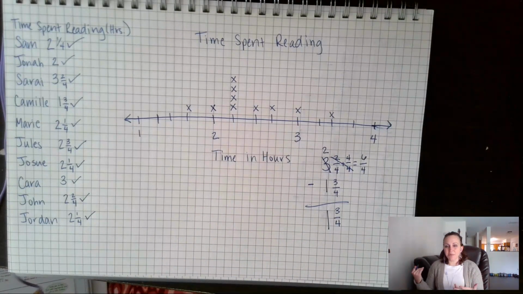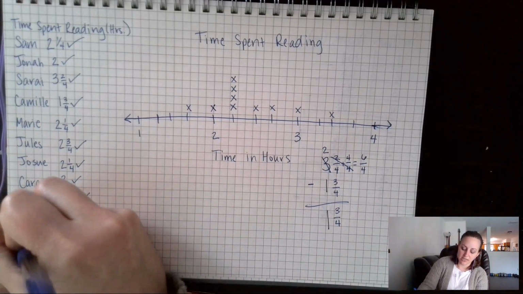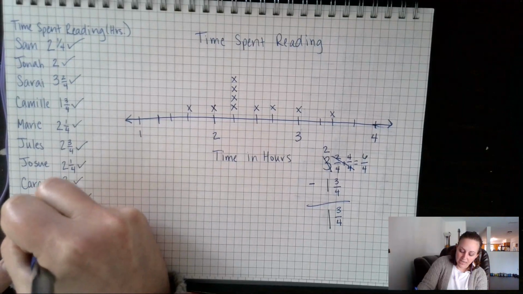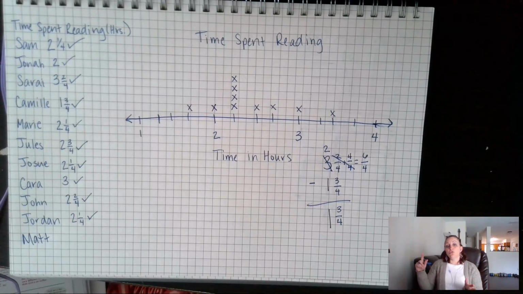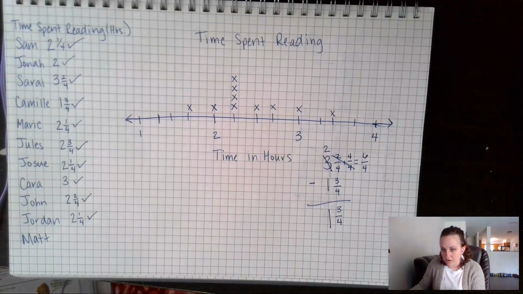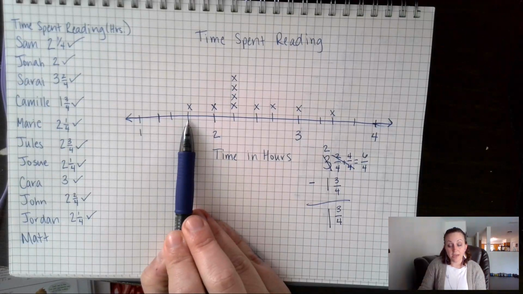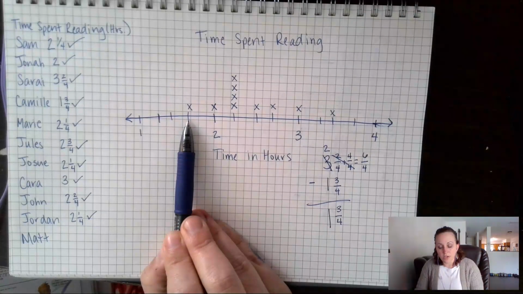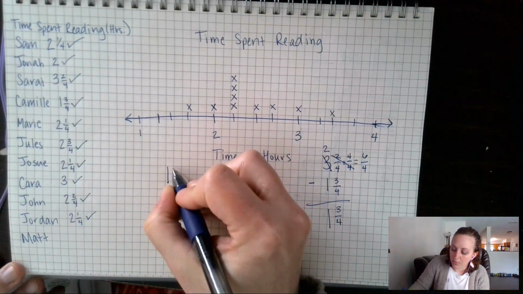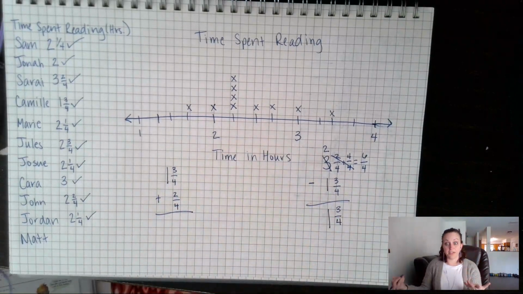But essentially, anytime you're answering questions on a line plot, you're just looking at the line plot and finding where it would be. Let's say we had another student in the class who joined us named Matt, and Matt spent 2/4 of an hour more than the least amount of time. So the least amount of time was right here, right? And he spent 2/4 of an hour more. So I can do this two ways. I can take 1 3/4 plus 2/4 to find out where Matt would go.